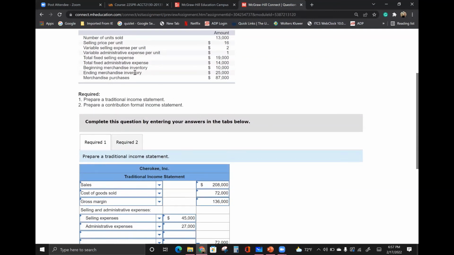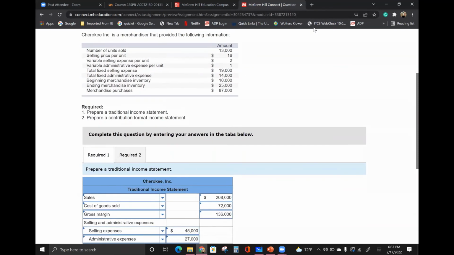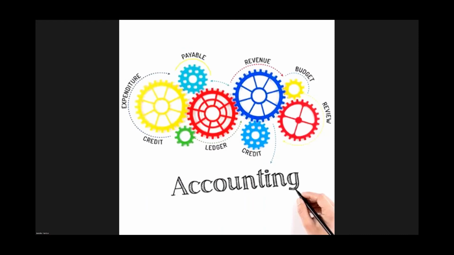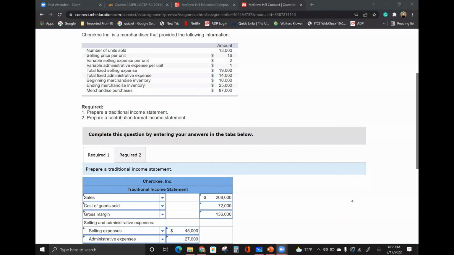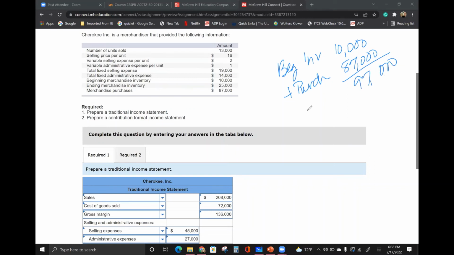So we have beginning inventory of 10,000, ending inventory of 25,000, purchases of 87. Do you remember how to calculate that out? We have our beginning inventory. Let me see if I can write on this. Annotate, here we go. So we take our beginning inventory, which is 10,000, plus purchases, which is 87,000. So what do I have available to sell? I would take my beginning inventory plus whatever I bought. So that's what I have available that I can sell for that period.